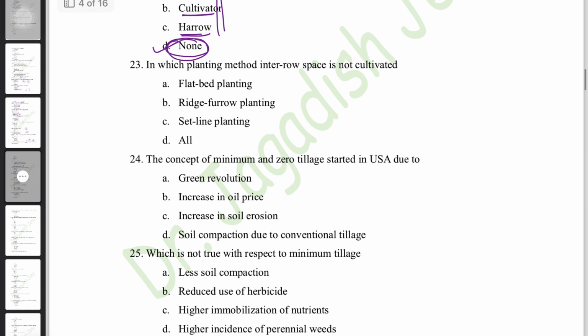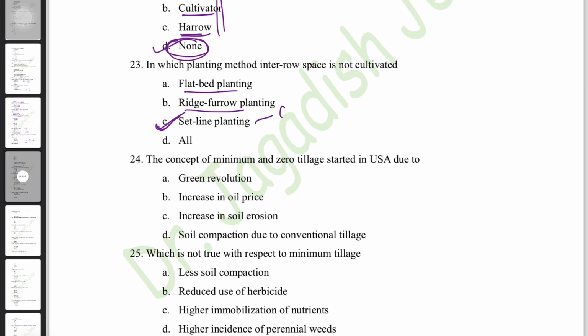Next question, in which planting method is the inter-row space not cultivated? Flatbed planting, yes, it is cultivated because some weeds will come up, and earthing up may be done. Ridge and furrow method also, since if you are not cultivating, then how will you make the ridges?